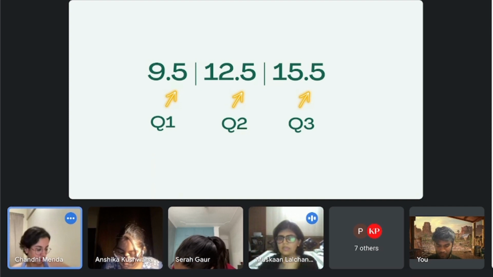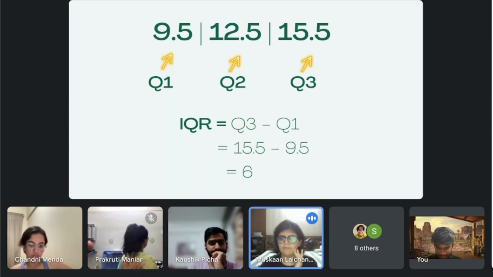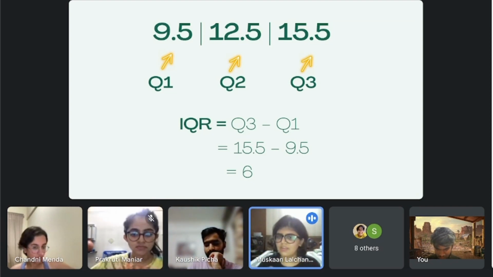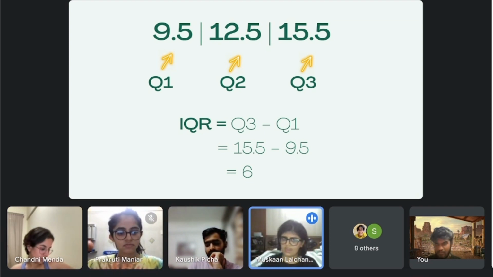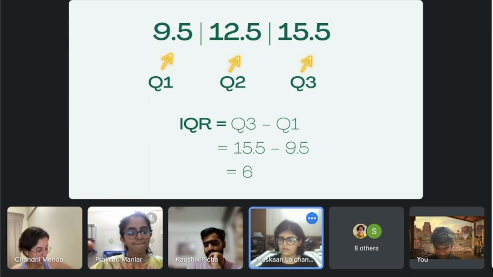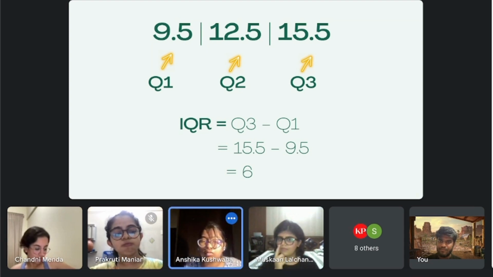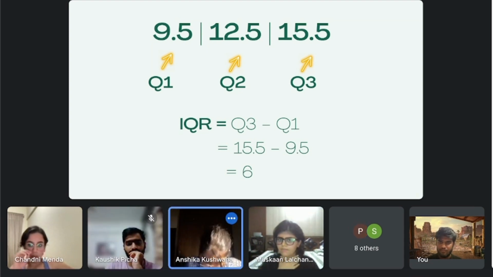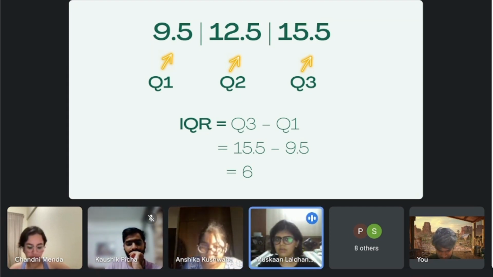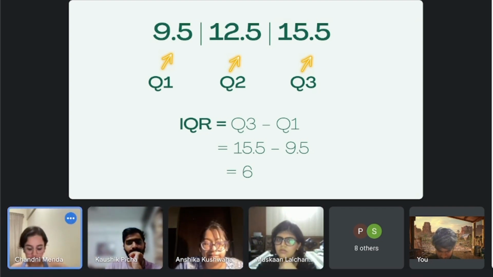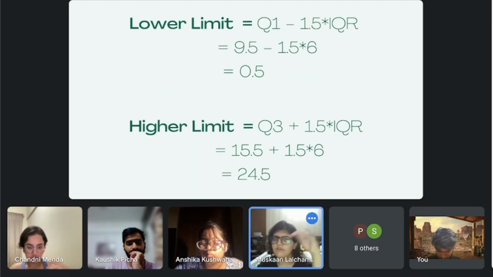Got it. Now, we will take out something. We will use this formula to find the interquartile range, in which we subtract Q1 from Q3. So 15.5 minus 9.5, which comes out to be 6. Make sense? Yeah. No, one second. Q3 minus Q1. Okay, so Q3 is 15.5, Q1 is 9.5. Cool. So now, why are we doing this? I will explain this when we see the box plot.